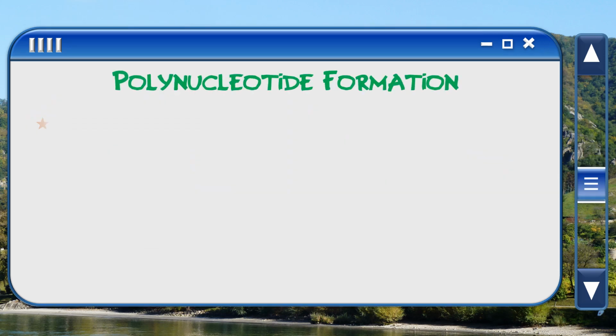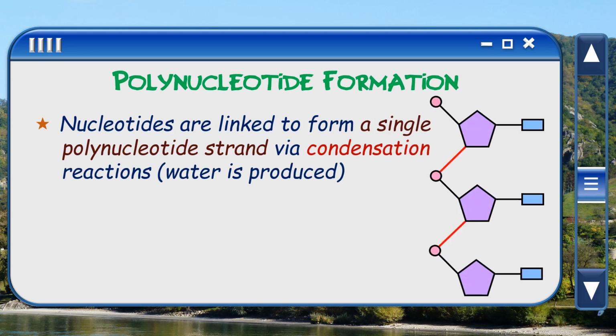Polynucleotide formation. RNA nucleotides are linked to form a single polynucleotide strand via condensation reaction. We are saying the nucleotides are going to be linked together and they will form one single polynucleotide strand. And this long polynucleotide strand is going to be formed via a reaction which we call condensation reaction. A condensation reaction is where a water molecule is released or water is produced.